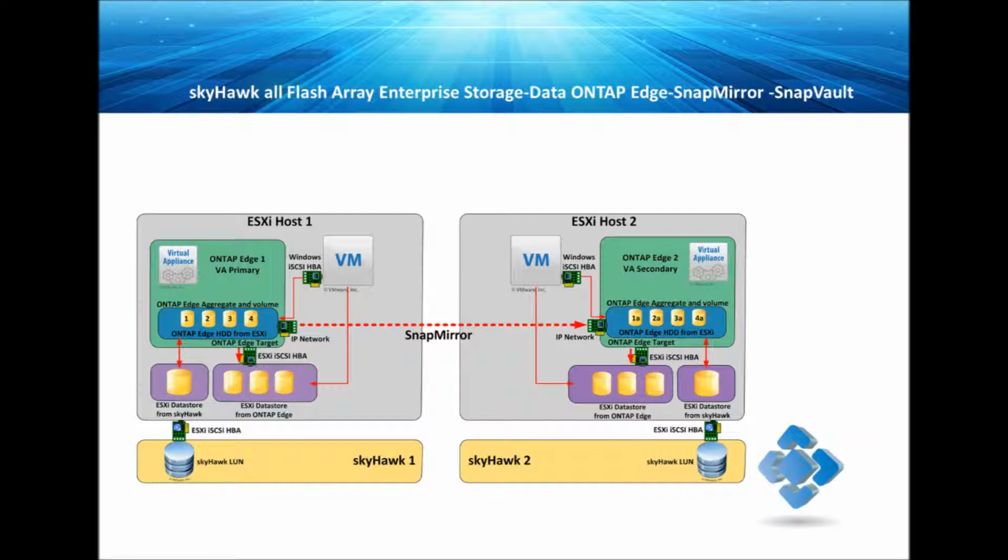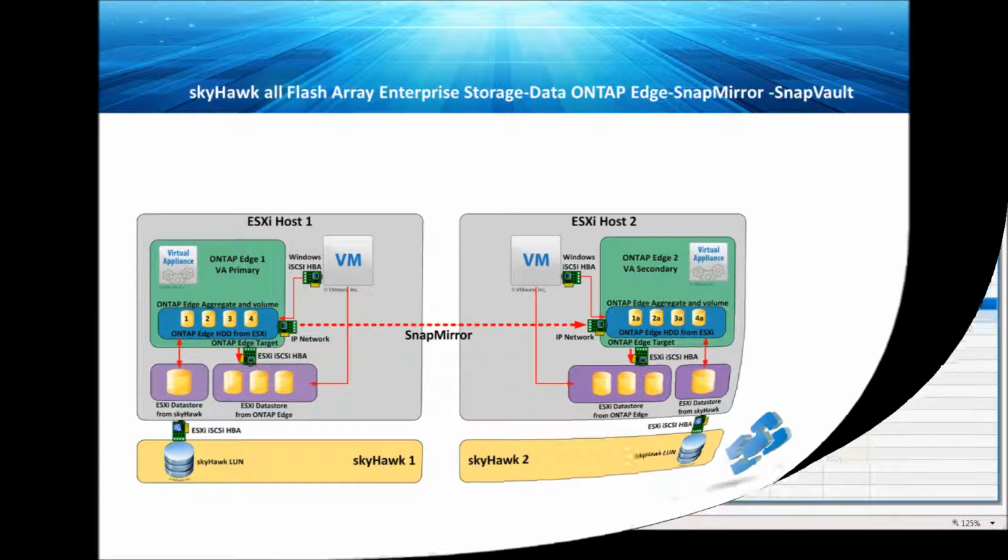A great feature is SnapMirror. ONTAP Edge can take a volume and replicate this volume on a second ONTAP Edge virtual storage appliance connected to a different storage device, in our case the second skyHawk storage device. In case a failure happens on the first storage device, we can use the SnapMirror copy on the secondary ONTAP Edge virtual storage appliance. We will simulate a storage and server host failure, and recreate the environment from the secondary skyHawk storage device and secondary ONTAP Edge virtual appliance.